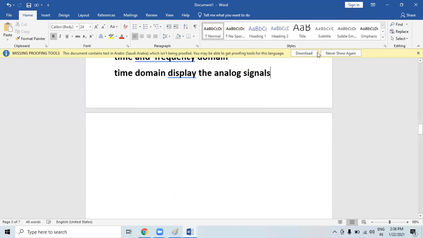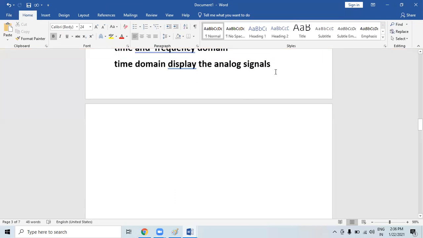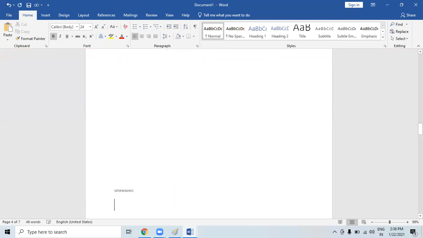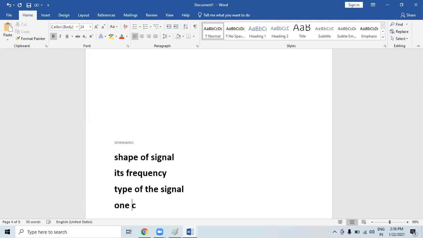Shape of signal, okay. Shape of signal. Then its frequency. Then type of the signal. Okay. Then one cycle period.